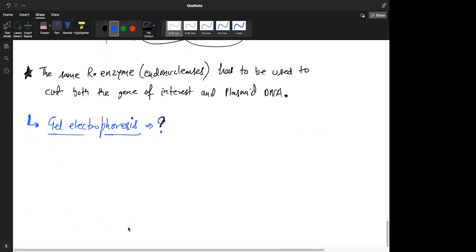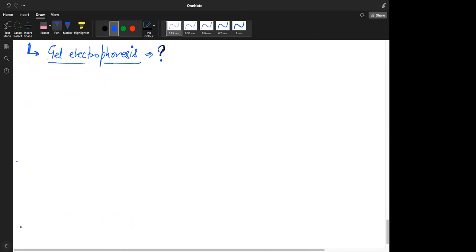Then I asked the question: how will we isolate our gene of interest from the whole source genome, from which we want to cut a piece of DNA? There's a technique called gel electrophoresis. Fatima was discussing chromatography in the last class, and we understood why we cannot use that here. So here we have to use gel electrophoresis.